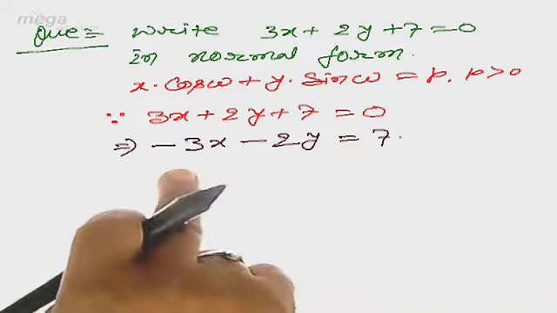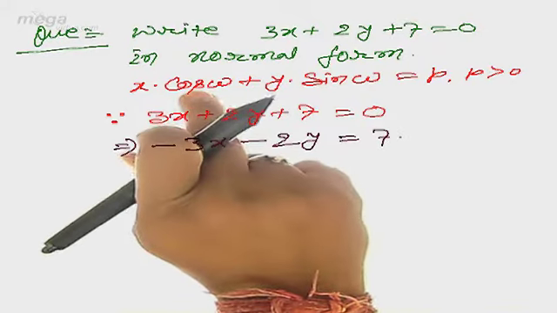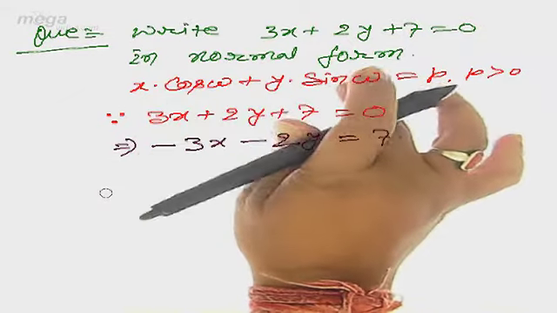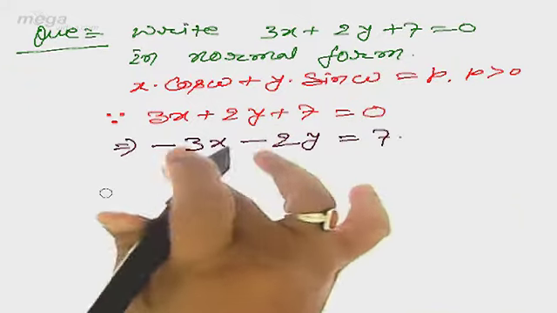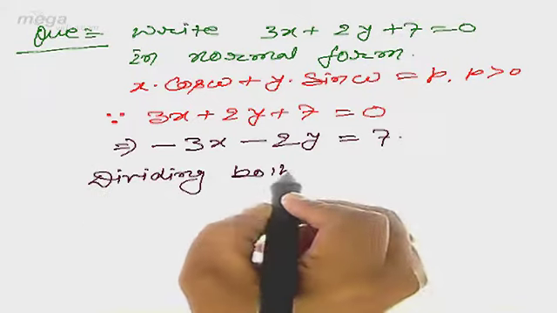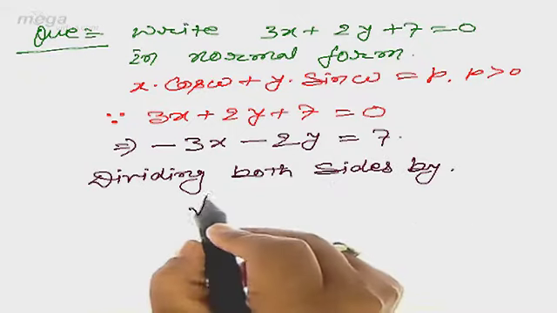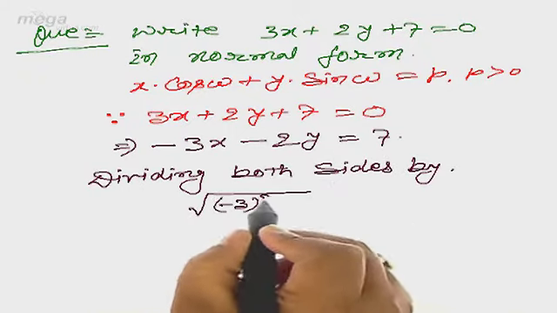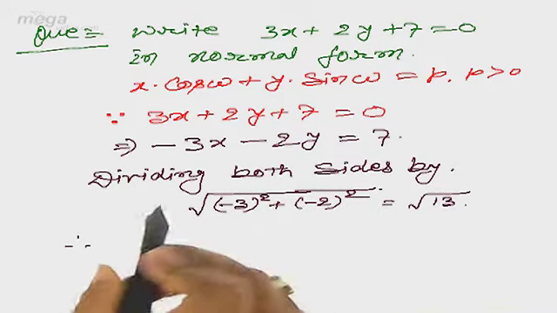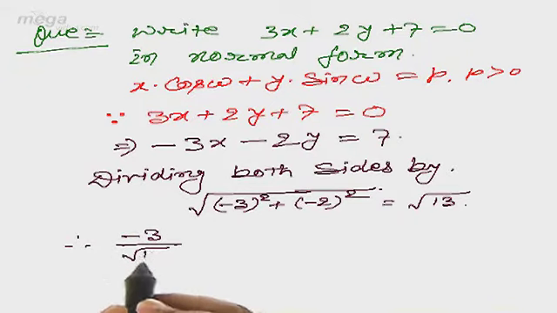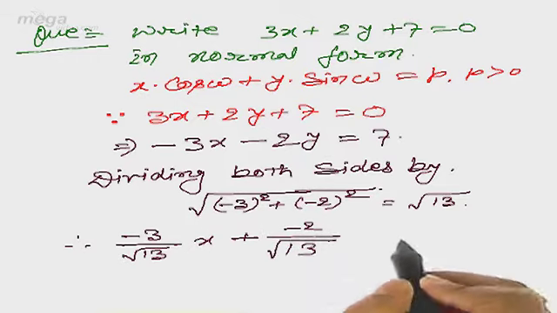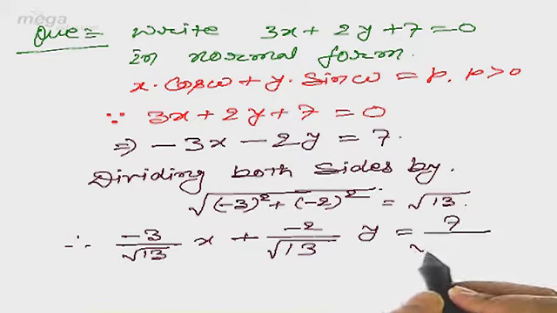Now from here you can see this cos omega is the coefficient of x, this sin omega is the coefficient of y. Cos square omega plus sin square omega should be equal to 1. So here also we will make it equal to 1, and this will be possible by dividing both sides by root under minus 3 square plus minus 2 square, which becomes root 13, and therefore this becomes minus 3 upon root 13 x plus minus 2 upon root 13 y is equal to 7 upon root 13.